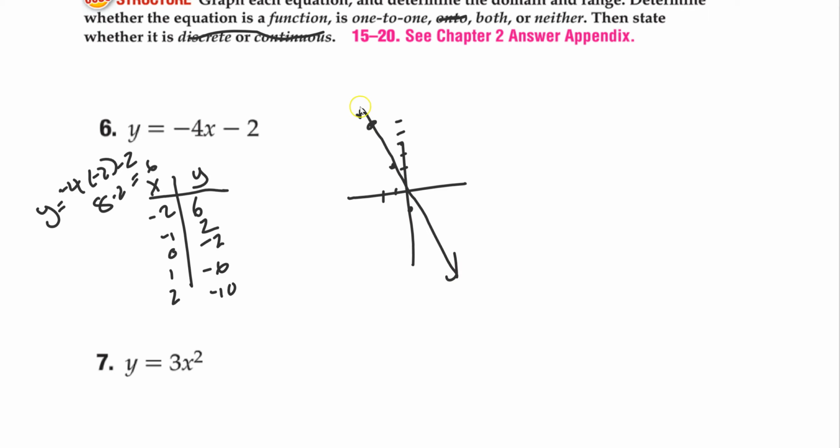Again, I'm terrible at drawing lines. So there I go. Not the right graph. It should be a little lower, but whatever. I'm going to go with it. And I want to know if it's a function, if it's one-to-one. It is a function. Passes the vertical line test. And it also passes the horizontal line test. All right, so it's a one-to-one function.